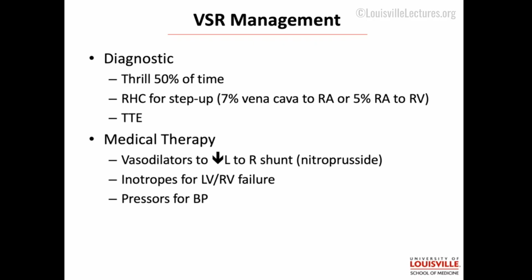If you have time, if you're lucky, you can try to give them vasodilators that might decrease the left to right shunt, but only if they have blood pressure room to work with. These patients often have concomitant left or right ventricular failure, so might need inotropes. And then if they are hypotensive, then you can't give them the vasodilators, they might need pressors. This is, again, impossible to manage a mechanical problem with medications, but sometimes we try.